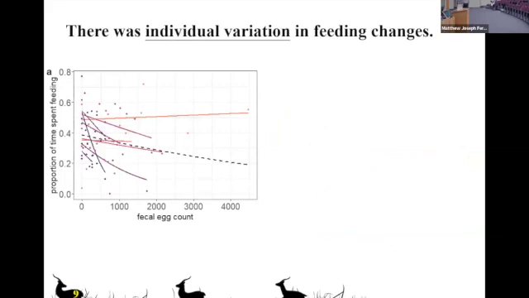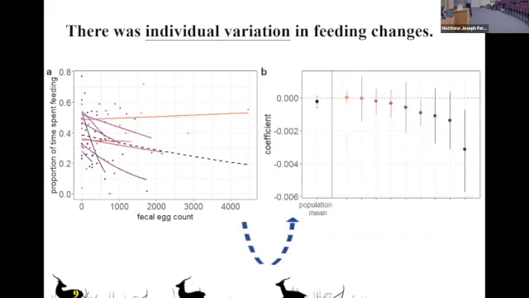X is infection intensity, Y is proportion of time spent feeding, and different colors are different individuals. The black dashed line is the population mean. We can see that different individuals could have different slopes. If the slope was negative, it means that with the increase of infection, feeding time decreased, which was anorexia. If we take the slope and look at the confidence intervals, we can see that the population mean effect was slightly negative.